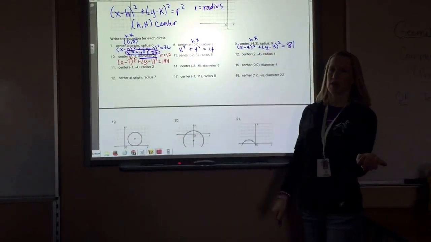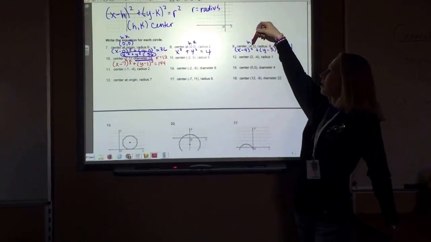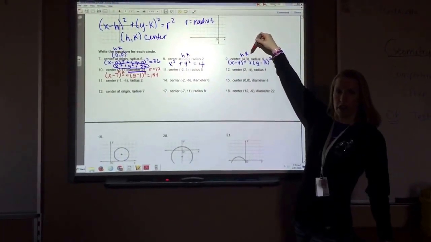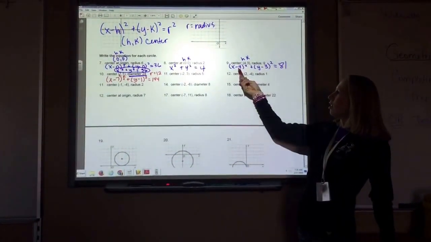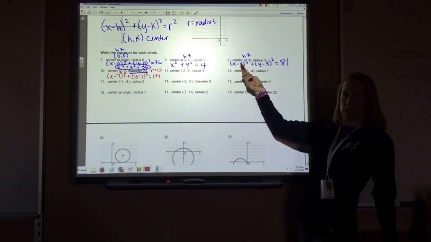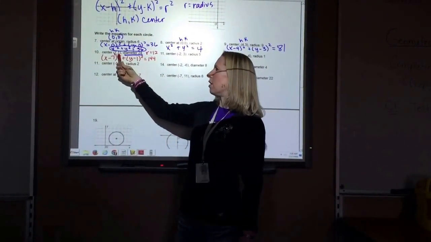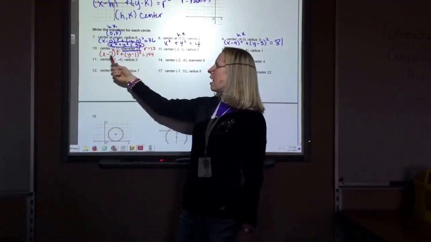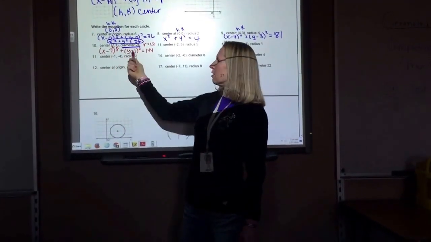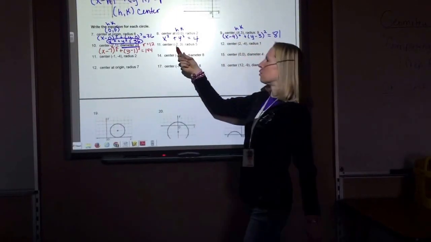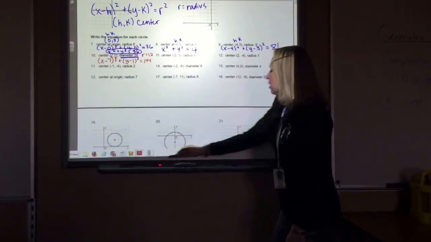Now I want to point something out real quick. Notice my center is positive, 4 and 3, but in the equation, it looks negative. Do you see how it's a minus 4, minus 3? Same with this one. My center is positive, 7 and 1, but it looks negative in the equation. Negative 7, negative 1. Let's see what happens when you have a negative number.